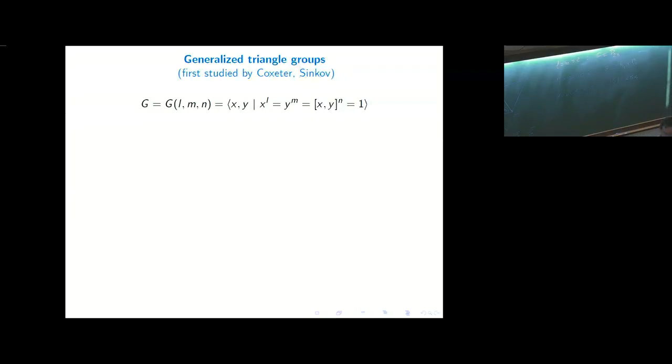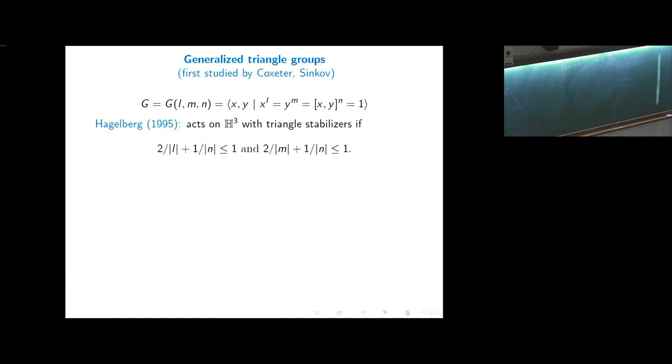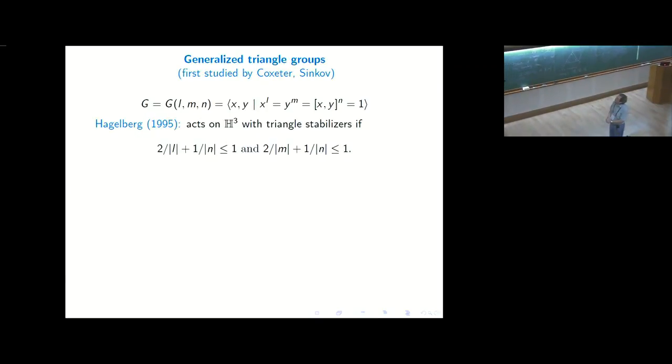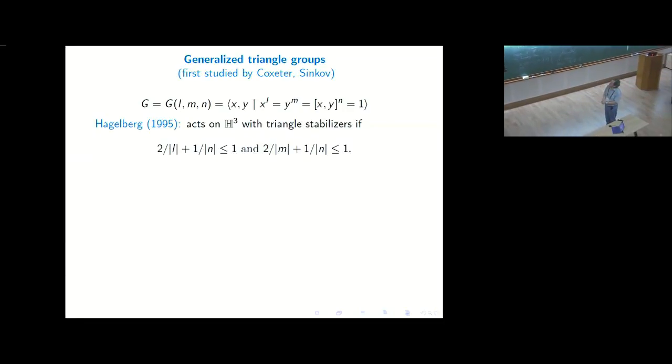So let's look at the infinite case. For any of the finite cases, you could use any of the methods I talked about previously, because they're small finite groups. But for the infinite case, you have to somehow concoct something contractible on which that group acts. And one way to do that is to browse through the literature. And Hagelberg, who is no longer in mathematics, did his PhD and then left after a year or two, but he produced in his thesis a nice action of the group on hyperbolic 3 space.